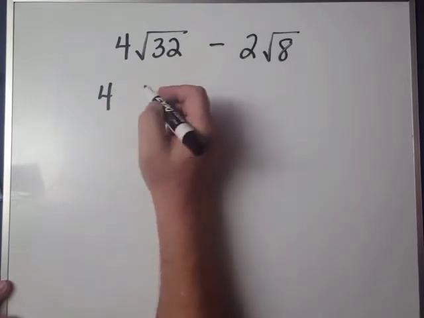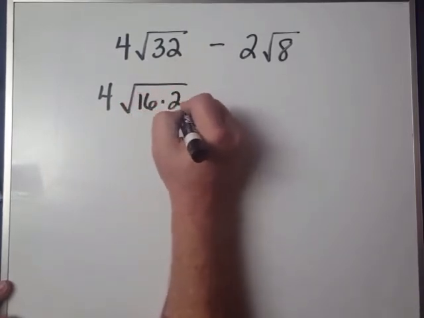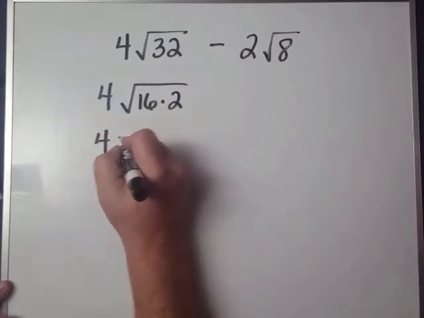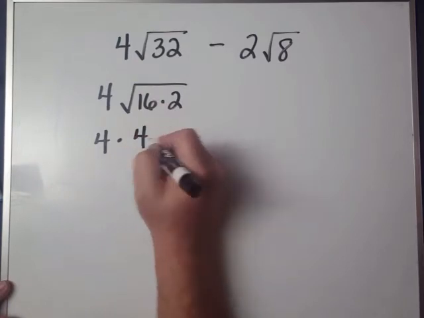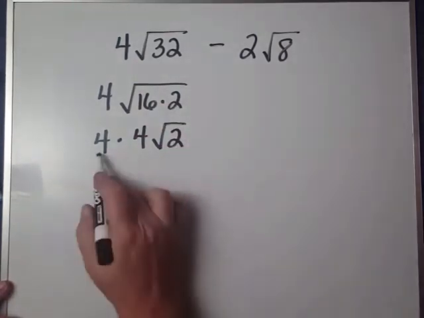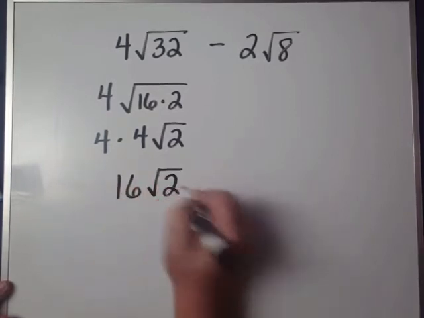We've got our 4 floating out front. 32 contains a 16. It's 16 times 2. So my 4 is floating out front. Square root of 16 is 4. And the 2 is stuck inside. So this ends up giving me 16 square roots of 2 for this first term.